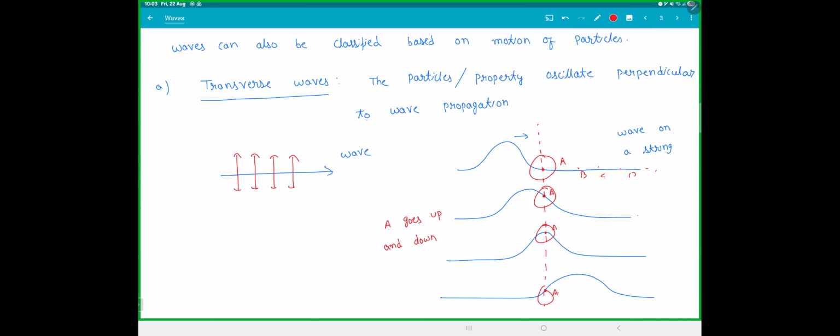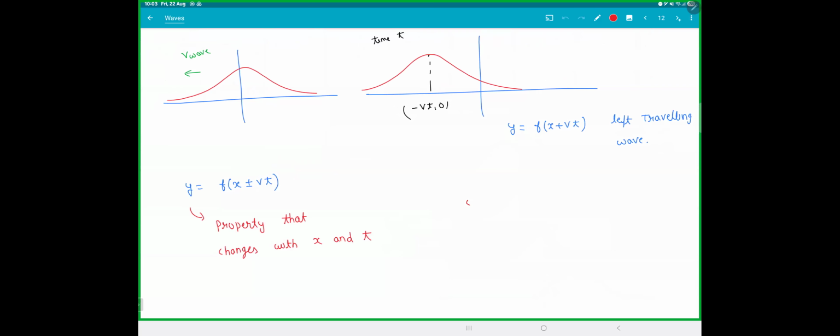So basically, whenever you're studying a wave, you're studying the property. But that property will depend on which position you're talking about and at what time. So a wave equation is actually a two variable function.